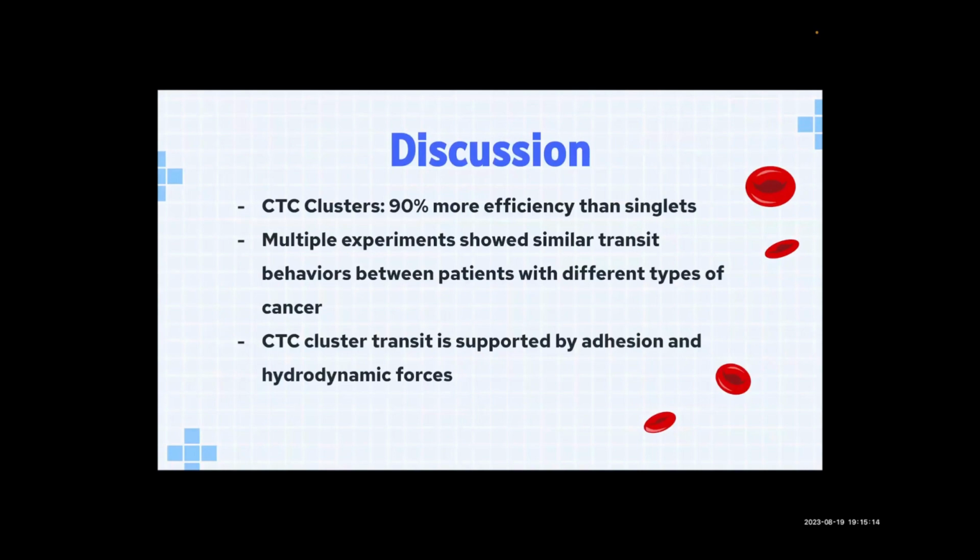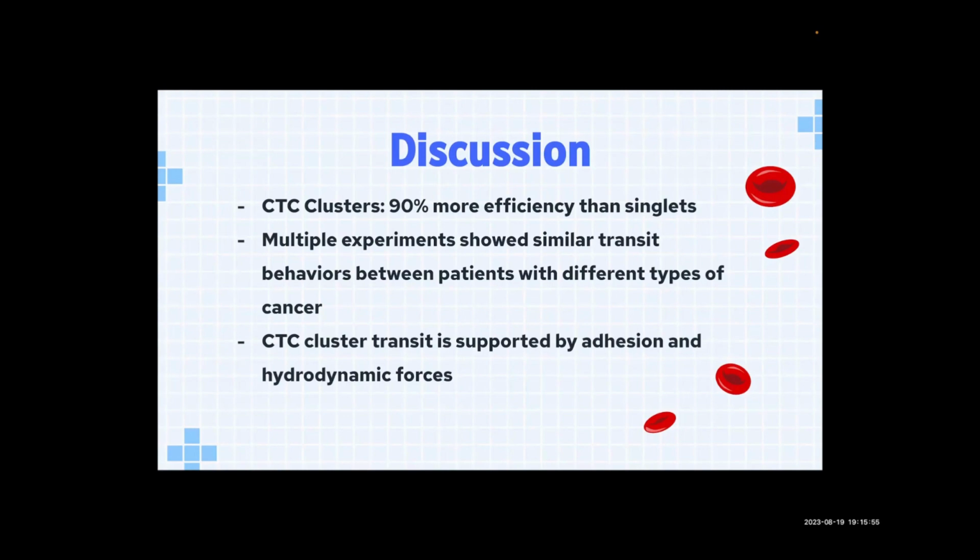And CTC clusters being able to traverse through the vessels were once argued as impractical by previous studies, but it's now been proven that CTC clusters can actually traverse capillary-sized vessels by other means. And in fact, because of their ability to form into single file chains, CTC clusters have 90% more efficiency in spreading cancer cells to distant organs than singlets. And this process of squeezing in as an elongated form is pretty universal among patients with different cancer types, whether it be those with breast cancer or melanoma.